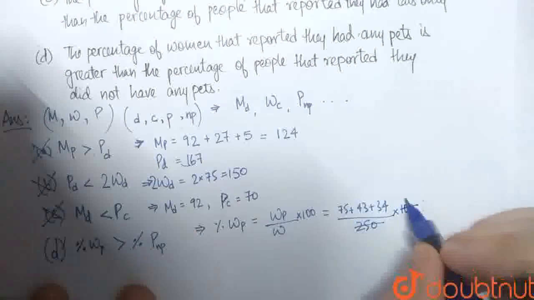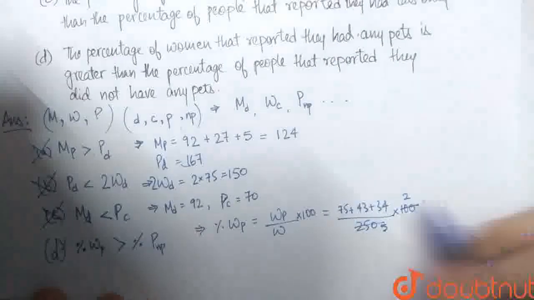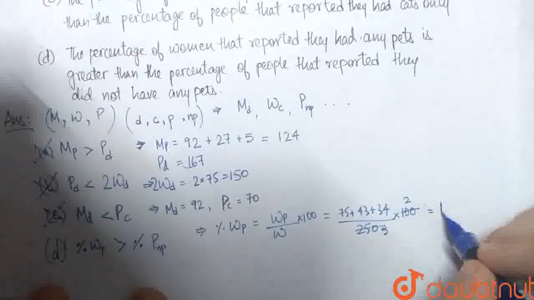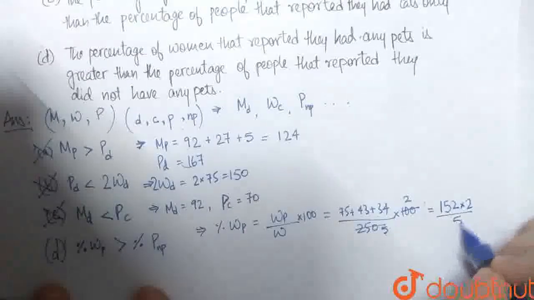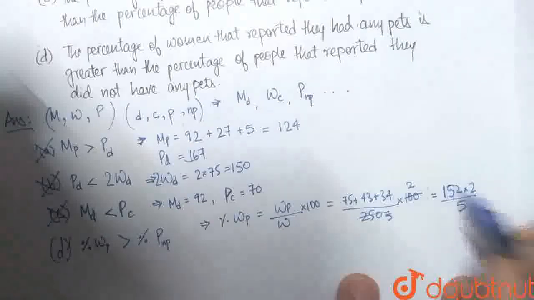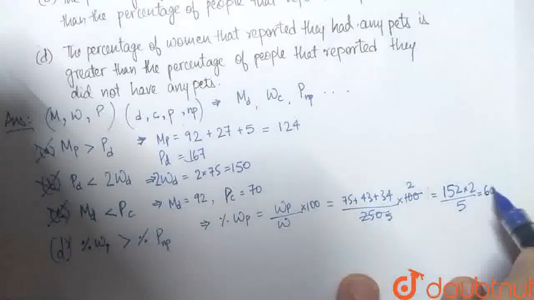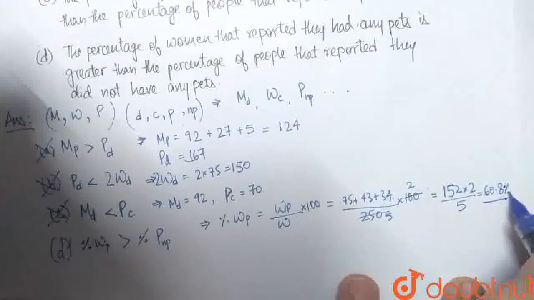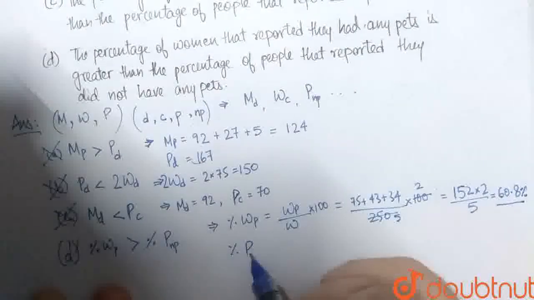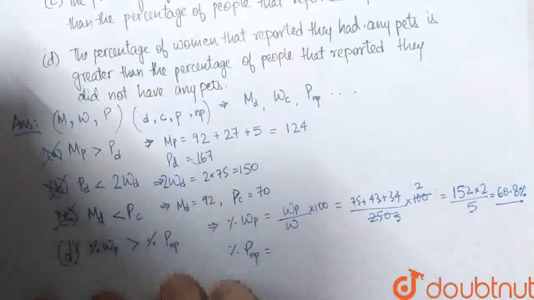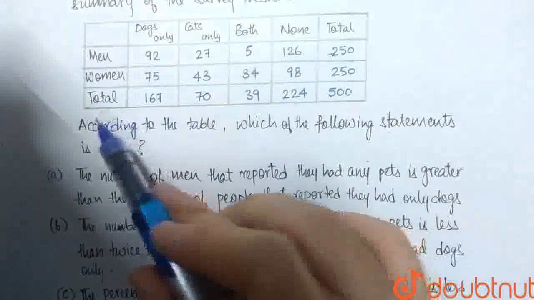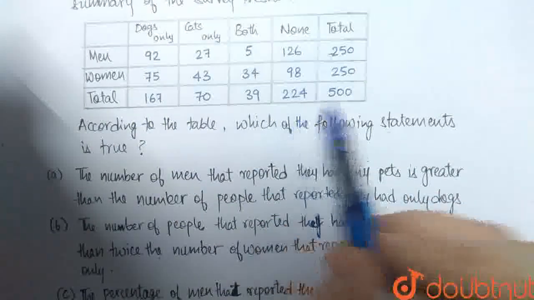So 100 and 250 get cancelled, 2 and 5 remain, and this value here is 75 plus 77, which means 152 times 2 by 5, right? So this value here will be 60.8%, right? Now this is the value of percent WP. The next value we need to find out is percent PNP, which means the percentage of people with no pets. So this will be with respect to the total number of people. So the percentage of people with no pets, which means total and none, is just 224 out of 500.